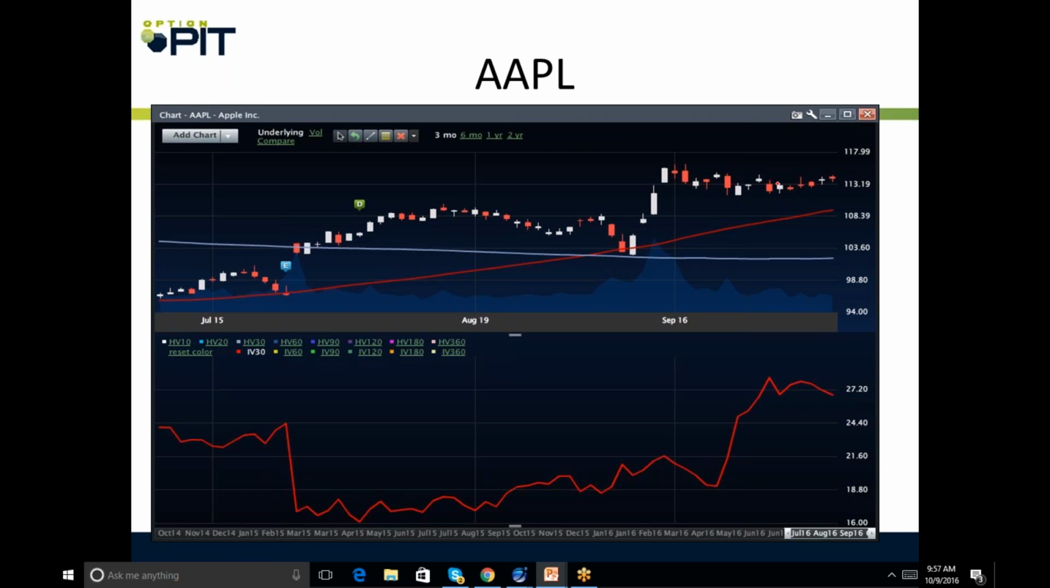So take a look. Apple hasn't made a lot of movement and implied volatility is relatively high over the last 3 months. Well, maybe it makes sense then to sell a put if I think Apple is going to stay here or go higher.